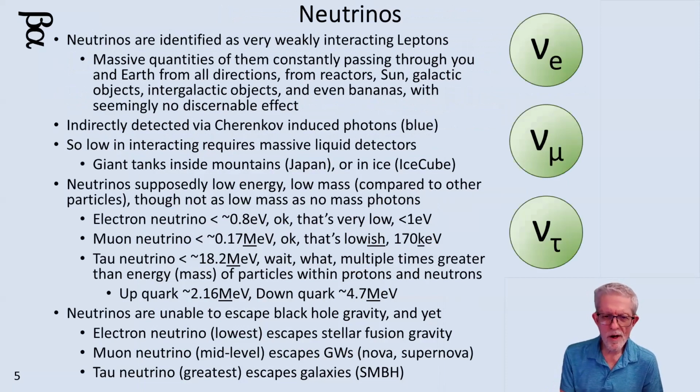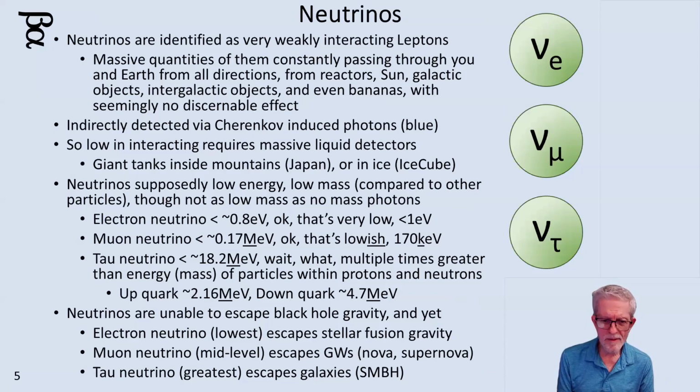Neutrinos are very weakly interacting leptons. That's a classification of particles. These things come out of reactors, the sun, galaxies, other galaxies, and at a small level, even bananas. And they're everywhere and they don't really have an effect on anything. So don't be worried about the fact that, you know, millions to billions of neutrinos are passing through you right now and you don't even know it.